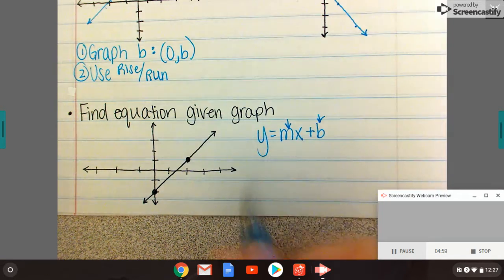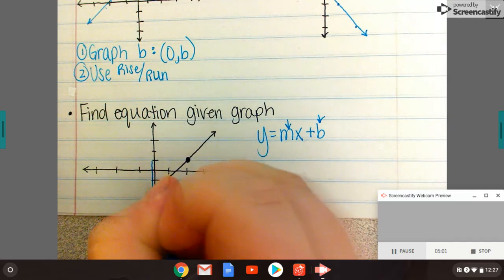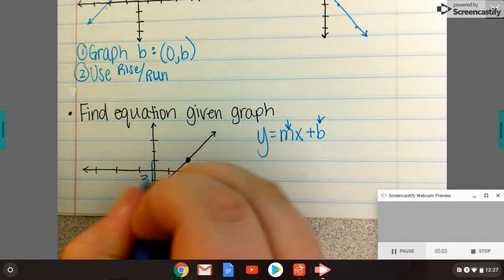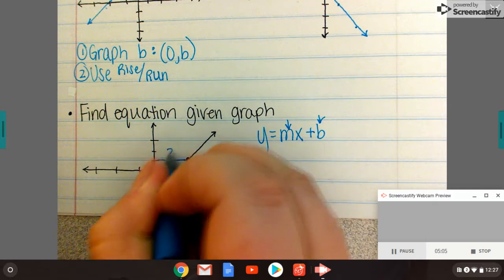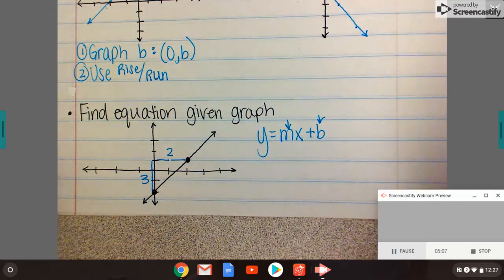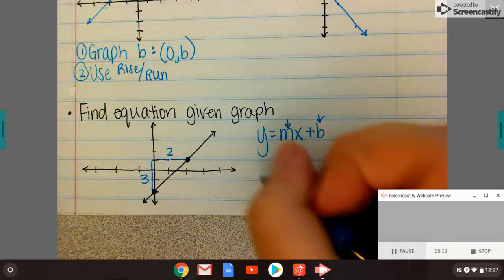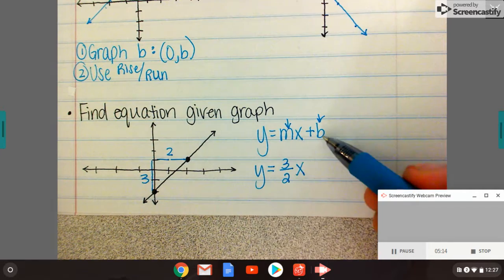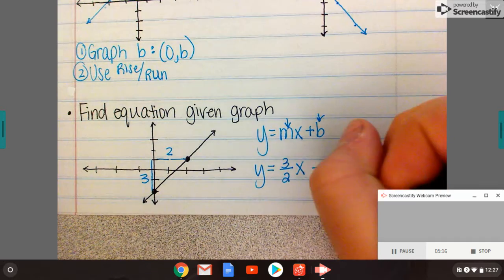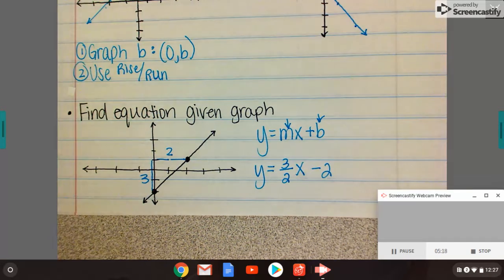So our m, let's see if we count it out, it is a height of 1, 2, 3. So rise 3, run 2. So our slope is 3/2, and it's positive. And our intercept was down here at -2, so -2. All right, we got 3 more examples, then we'll be all set.